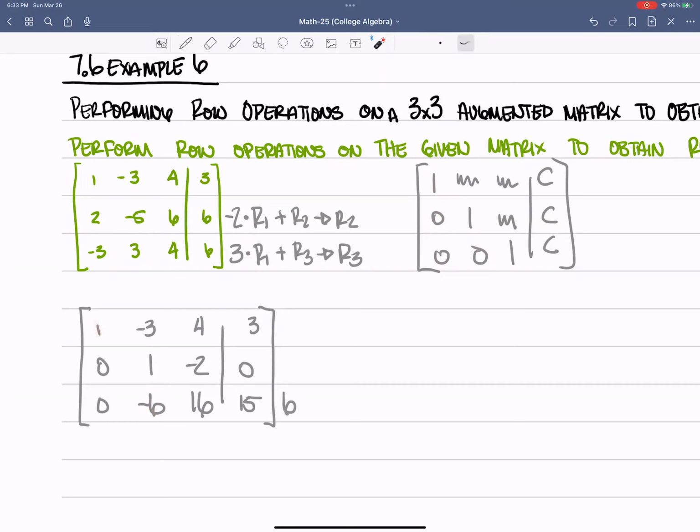Which one's our working row now? This one's no longer a working row because we already turned all of these to zeros. This is now our working row. That's what we're going to use to turn everything else into a 0 in that column. So the working row is row 2. So 6 times row 2, we're manipulating row 3, so plus row 3. That's going to be the new row 3.